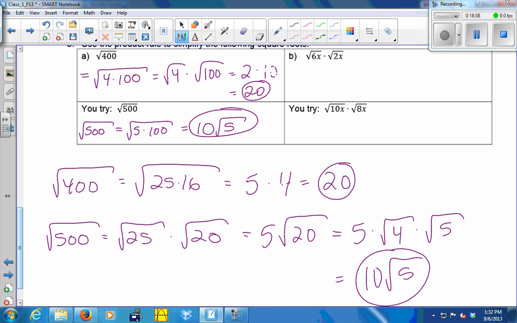All right, let's take a look at part B here. Square root of 6x times the square root of 2x. Well, I've got two square roots multiplied together. I'm allowed to put all of that stuff under a single square root, right? So I'm going to rewrite this as the square root of 6x times 2x, which is the square root of 12x squared.